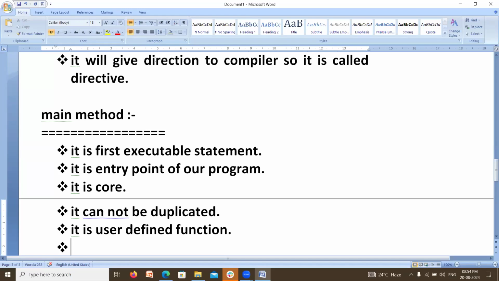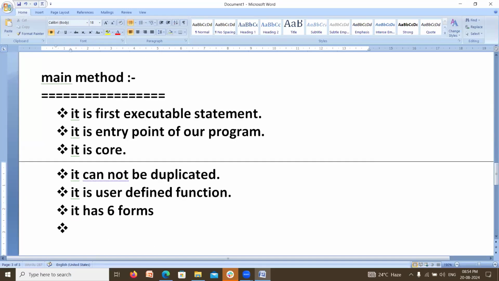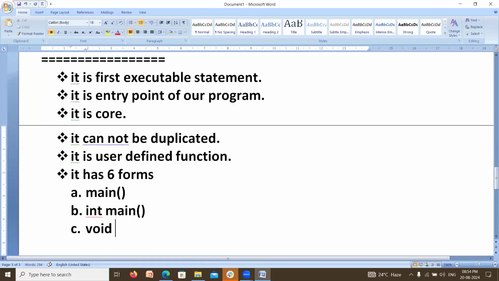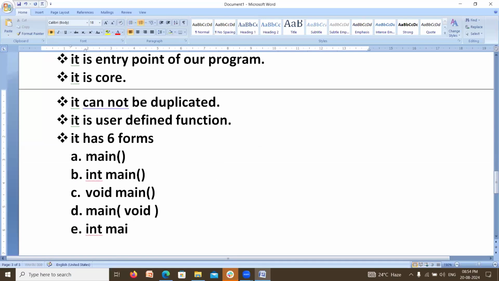So we can write main method in 6 models. It has 6 forms. First one, you can write main. You can write integer main also. You can write void main also. You can write main of void. You can write integer main of void. We can write void main of void. You can use any one model from these 6 models.